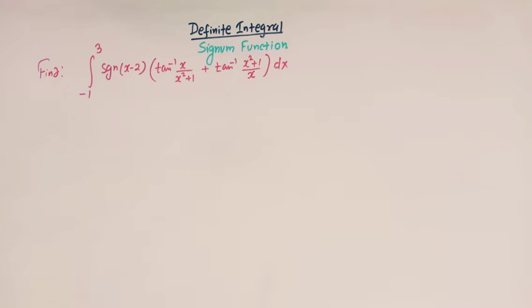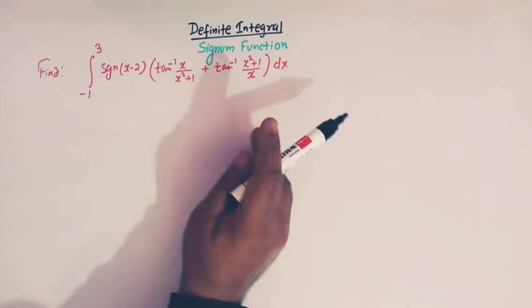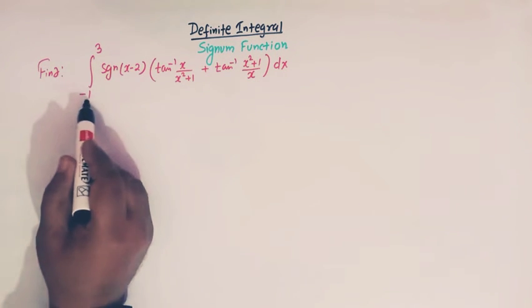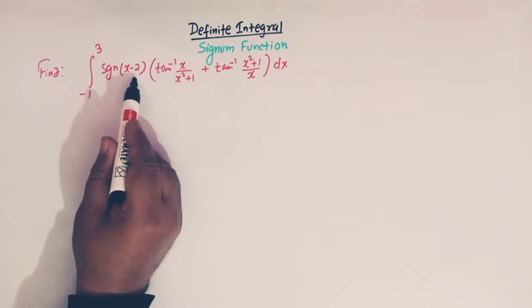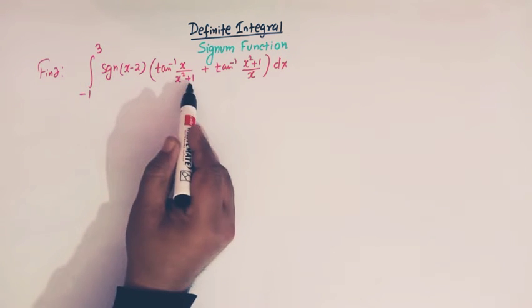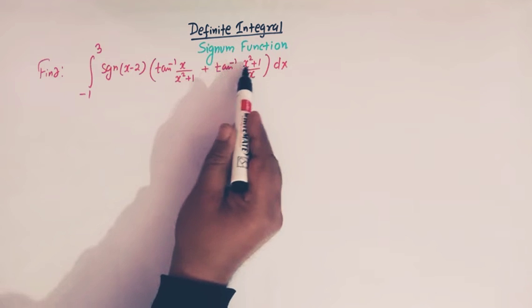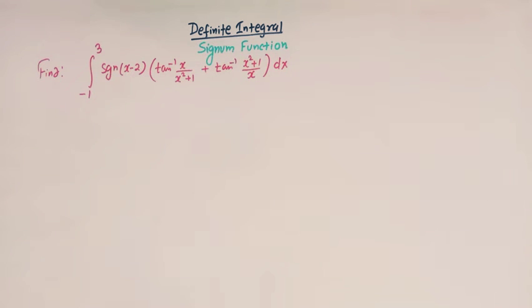Hello viewers, in today's class we are going to discuss an important definite integral in which the signum function is involved. Moreover, here we'll use some important properties of inverse trigonometric functions. So let us start. Now here we have to evaluate this integral from -1 to 3 of signum of (x minus 2) times [tan inverse (x over x square plus 1) plus tan inverse ((x square plus 1) over x)].